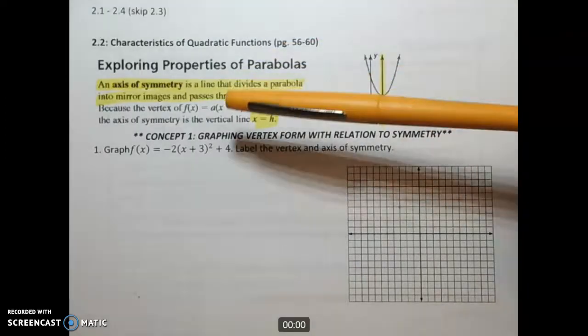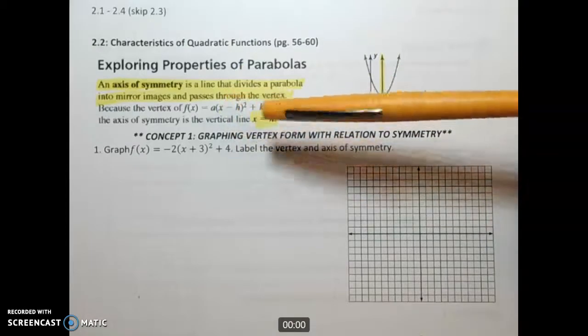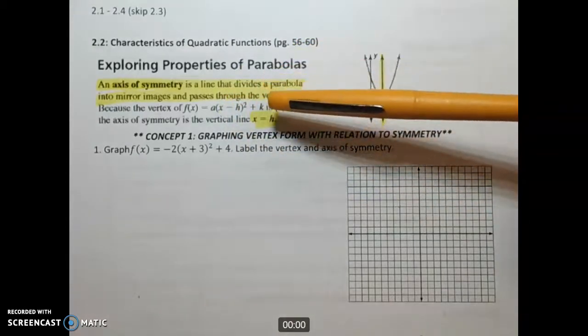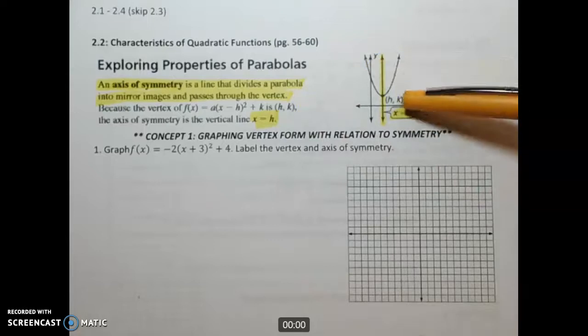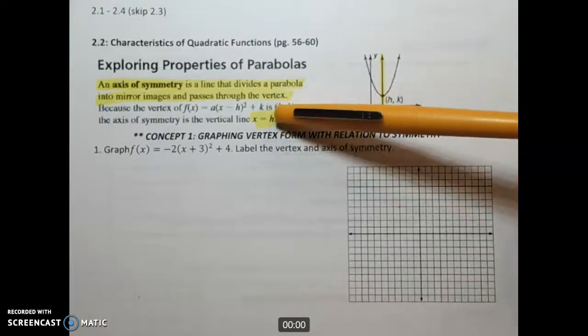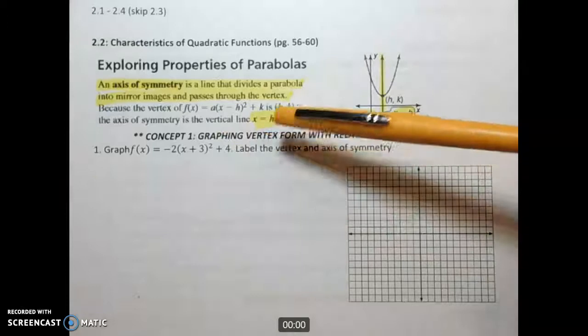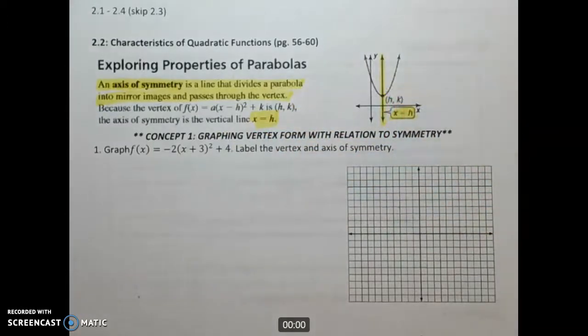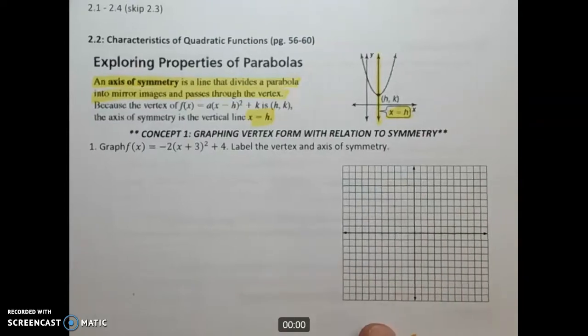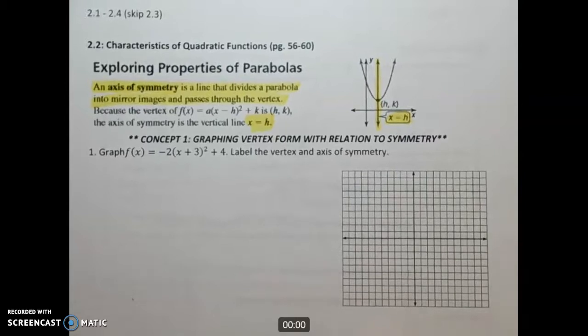Okay, so because the vertex of f of x equals a times the quantity of x minus h squared plus k has h, k as your vertex, then x equals h. Your axis of symmetry is x equals h. Alright, this will make things really easy for us in graphing. You can just mirror points to the other side, so you don't have to solve for them. I definitely am going to use this. You should use this. It's a shortcut. It will help us in this process.